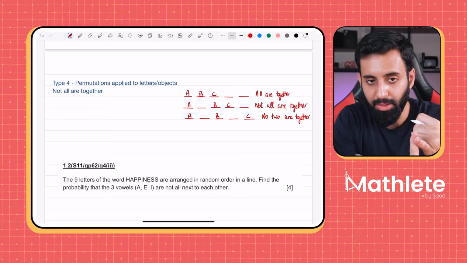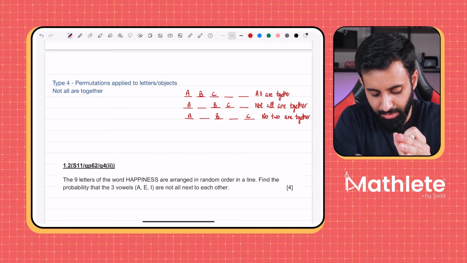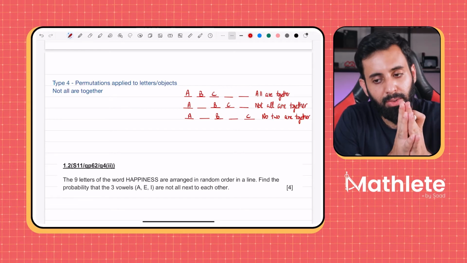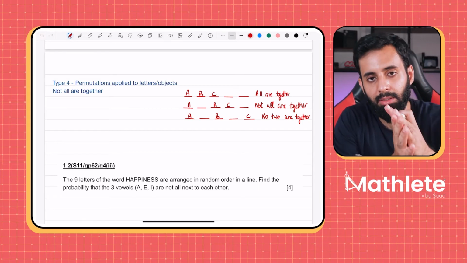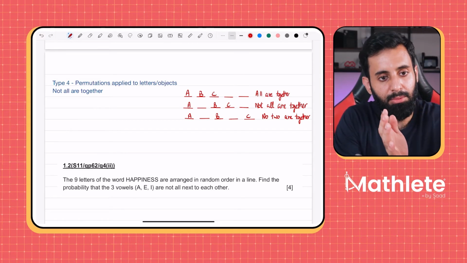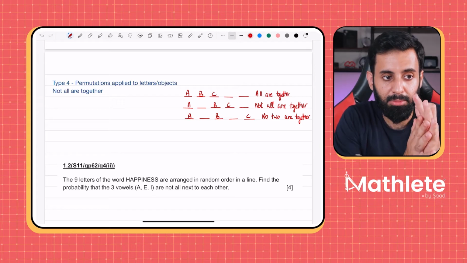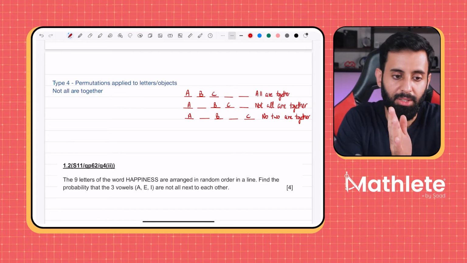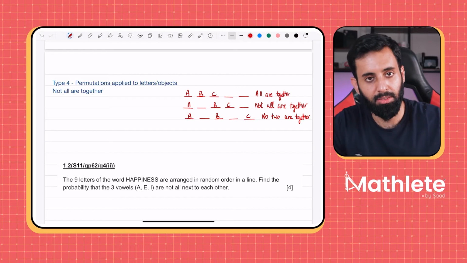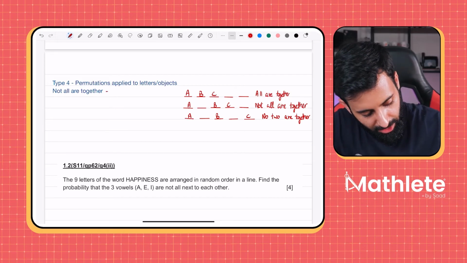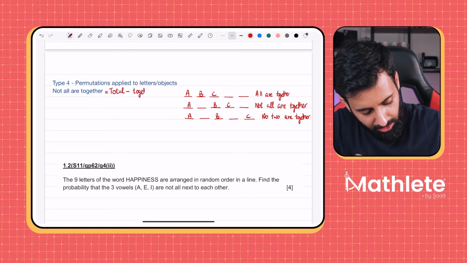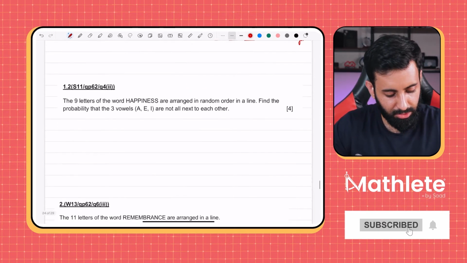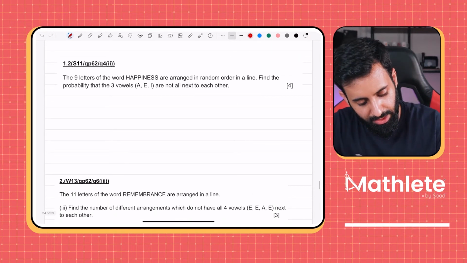The difference between all are together, not all are together, and no 2 are together. Not all are together means that if you have 3, you can have 2 together. If you have 4, you can have 3 together, but you can't have all of them together. No 2 are together means that they all must be separated. How we separate them, we're going to talk about in a minute, but for now, just remember that not all are together is worked out the same way, that is total minus together. So let's do a few questions of this category.